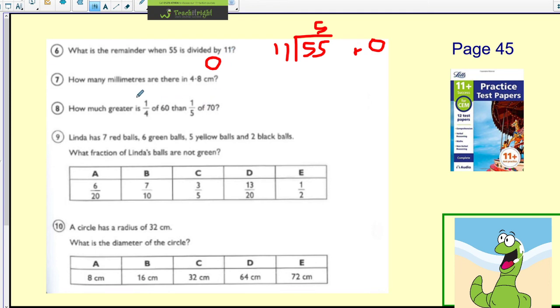How many millimeters are there in 4.8 centimeters? So again, this is a conversion you've just got to learn. I always think of myself as a ruler. 1 centimeter has 10 millimeters. So I'm going to times this by 10. And my answer is 48 millimeters.